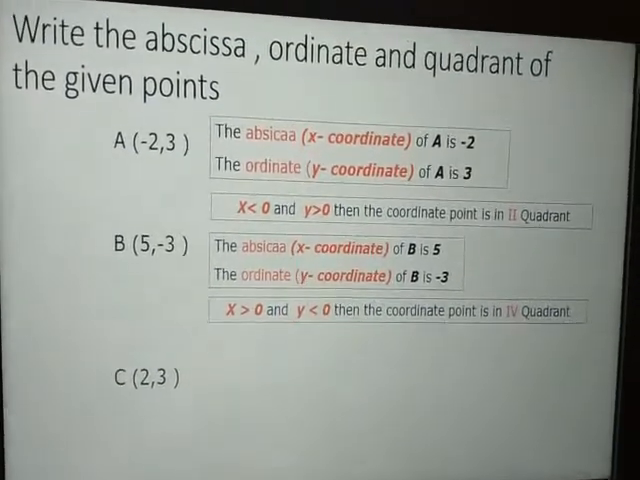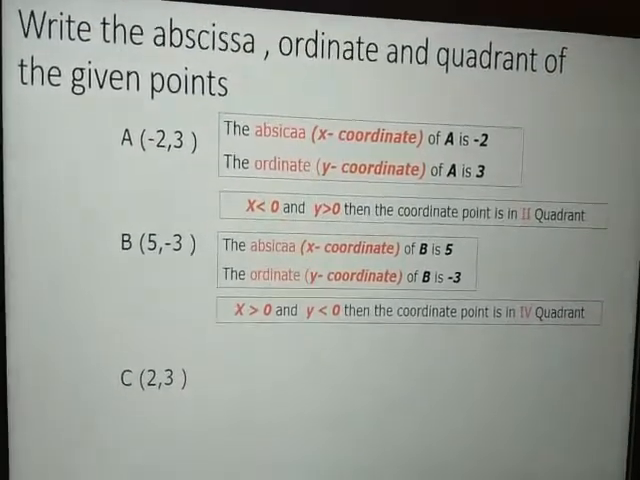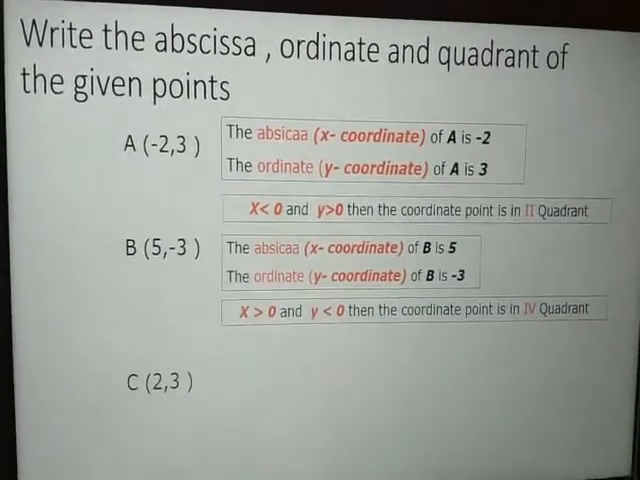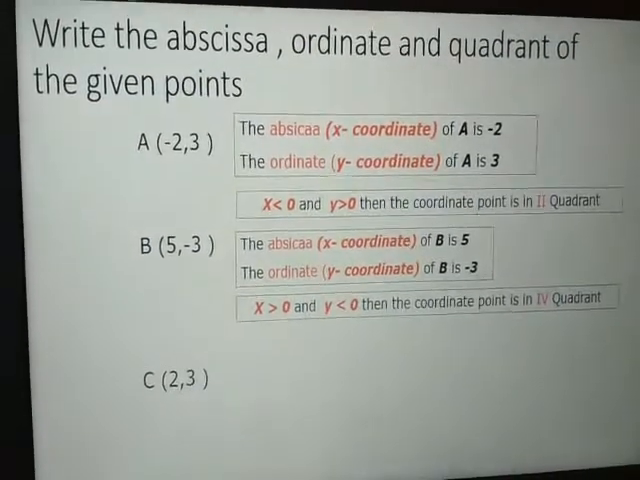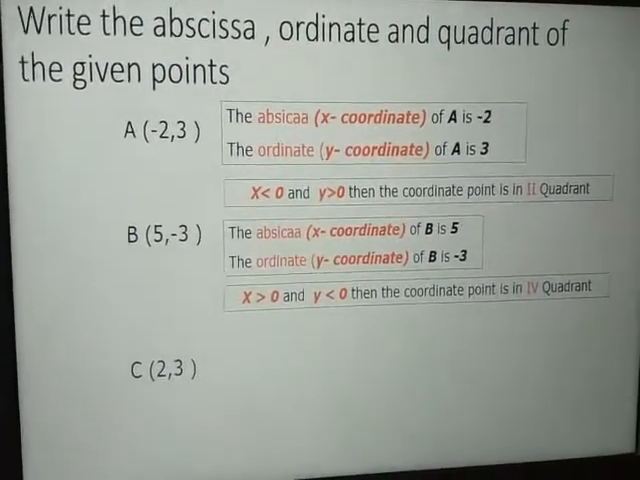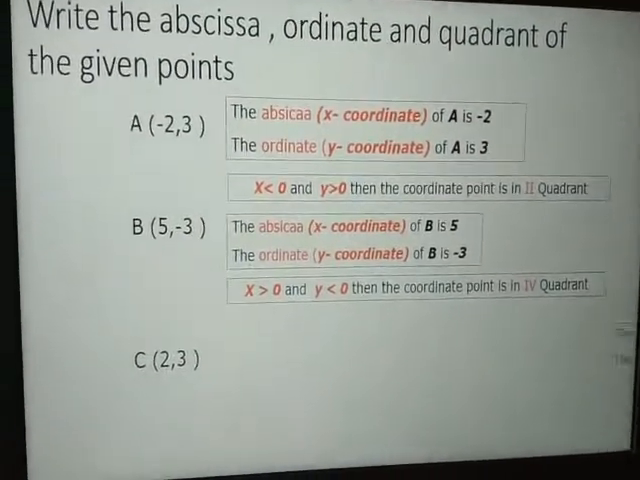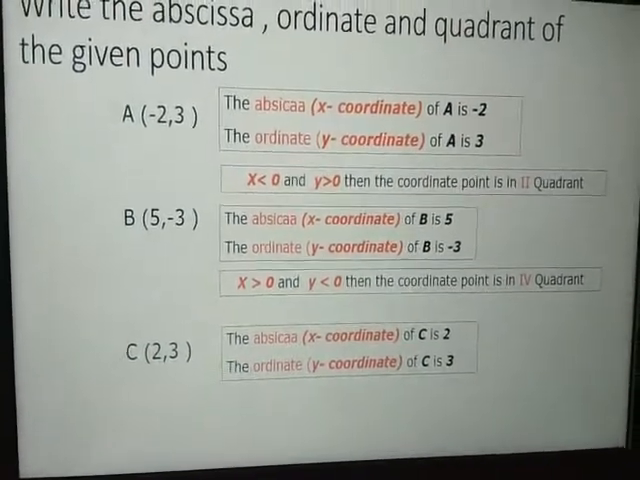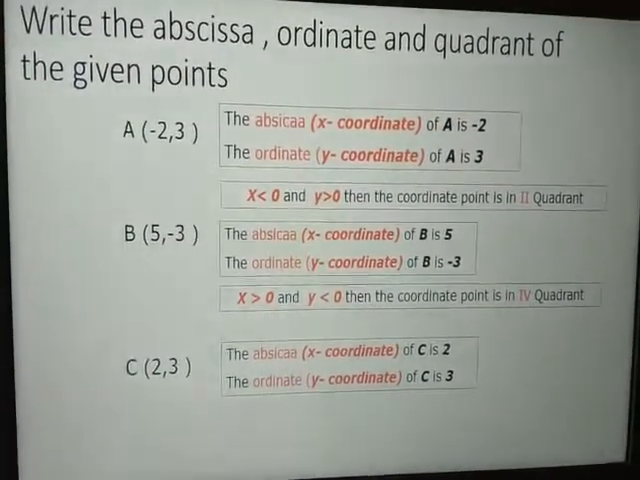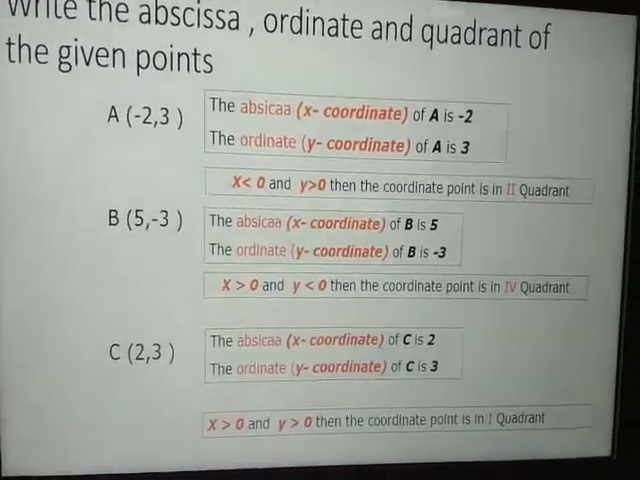Okay, got it? Now you can say the point (2, 3). What is the abscissa here? Here the abscissa is 2 and what is the ordinate? The ordinate is 3. And if we observe the point here, x is greater than 0 and y is also greater than 0. If both are greater than 0, then to which quadrant does it belong? It belongs to the first quadrant.